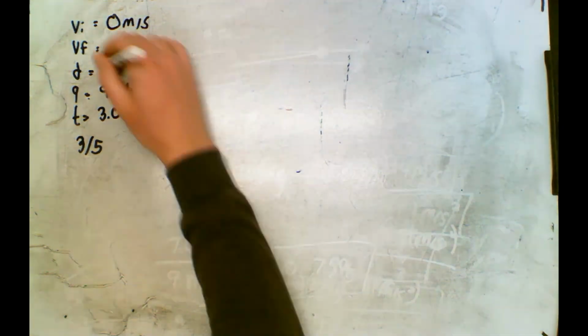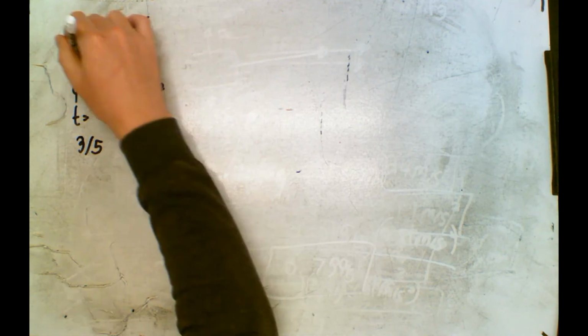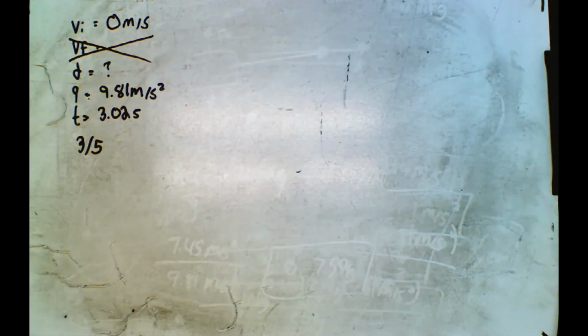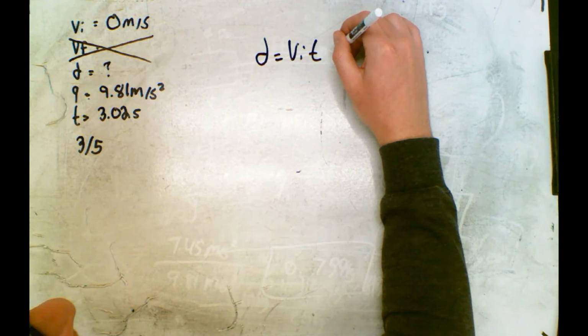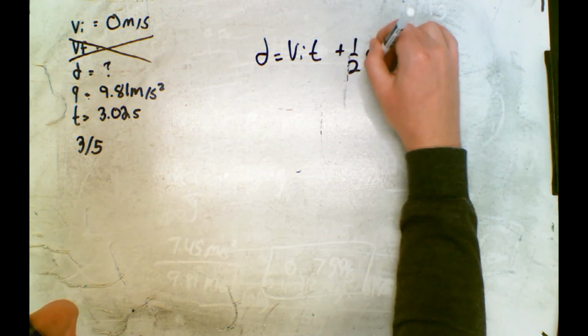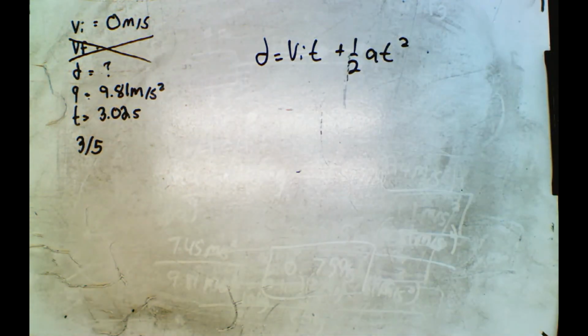So we want to calculate the height of the bridge. So that means that our final velocity is missing. So we want to select a formula without final velocity. And the only formula without final velocity is D equals VIT plus 1/2 AT squared.